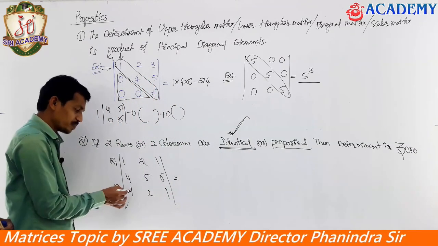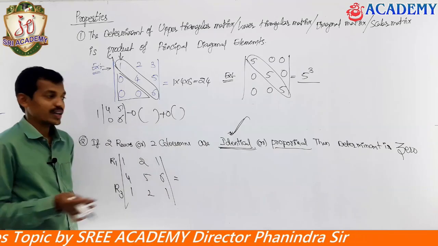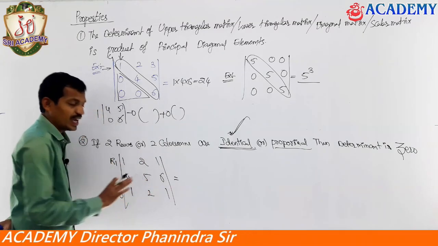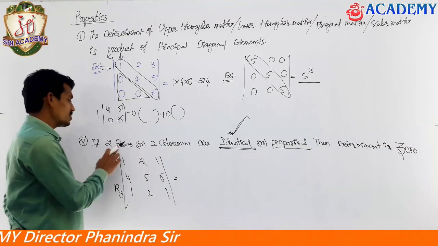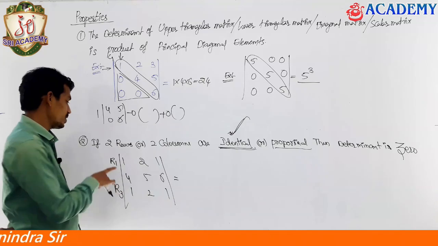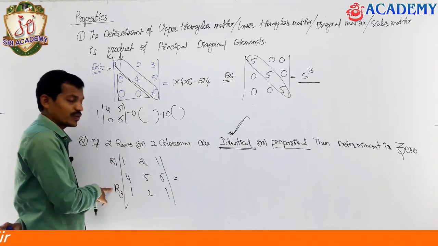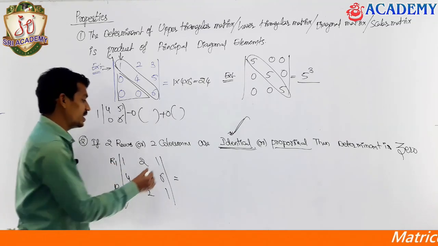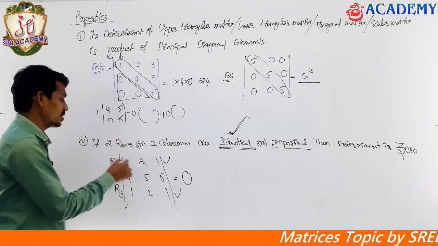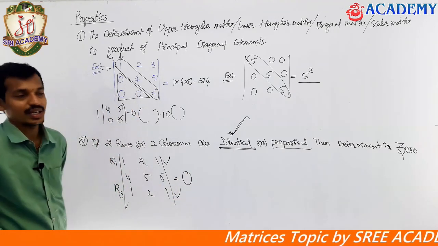If two rows, for suppose 2 1 2, it is different, but here 1 2 1 and 1 2 1 are the same elements, the whole row as it is, and it can be rows or columns. Here one row and another row, two rows are identical, that's why if you find the determinant you will get 0. If you want, you can check that using our shortcut.